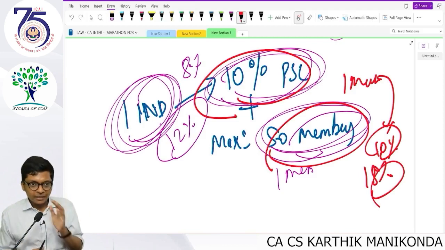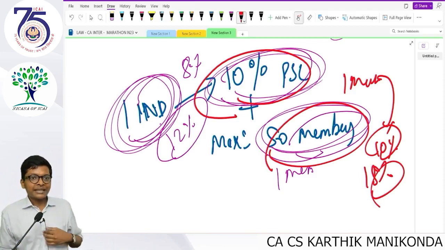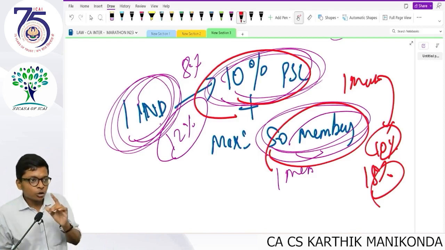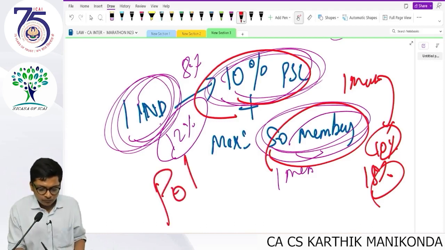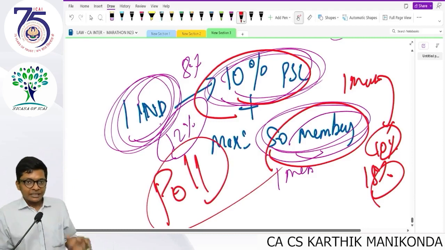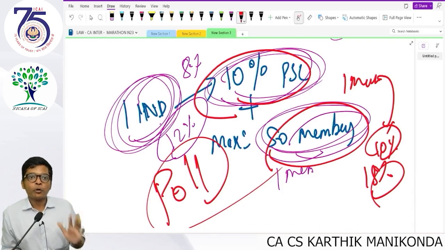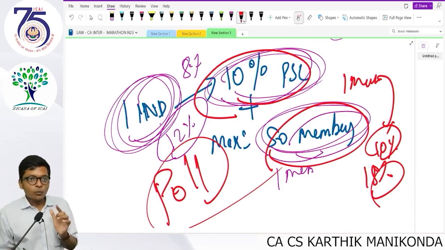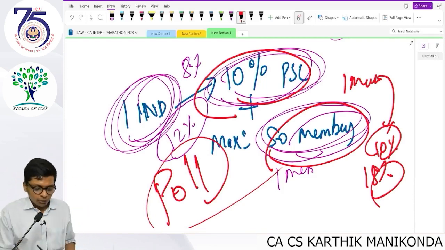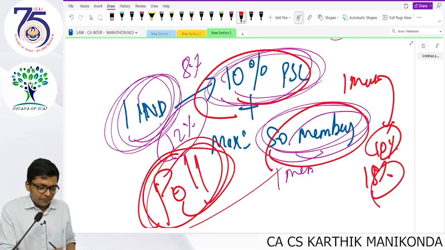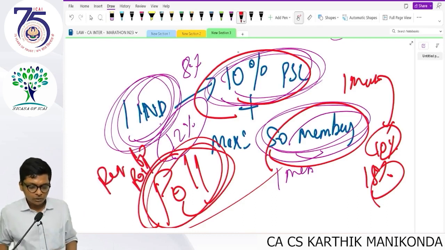Can he talk in the meeting? No. He can't talk. Can he ask questions? No. He can do only one thing. Vote by poll. That means one chit will be there. He has to go put it in the dabba. Vote by poll, or he can request for a poll. He can ask for a poll. Can he vote by show of hands? No. Can he talk? No. He can only vote by poll. Because he can vote by poll, he can request for a poll.